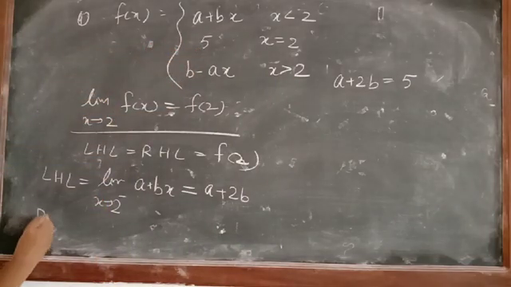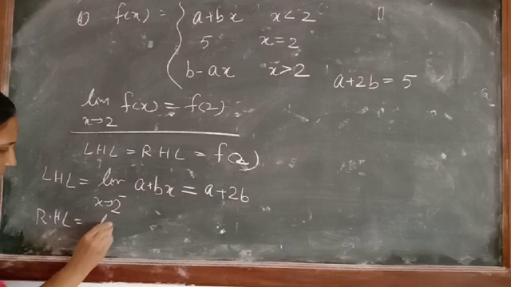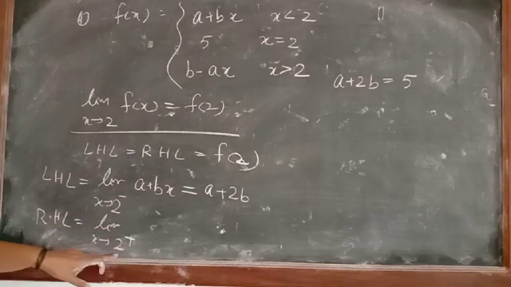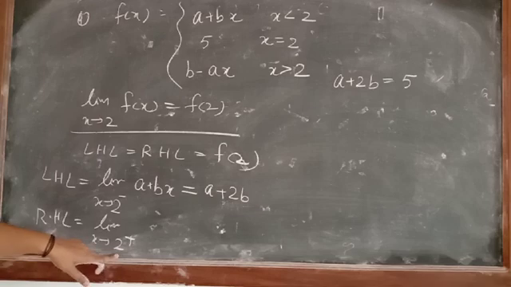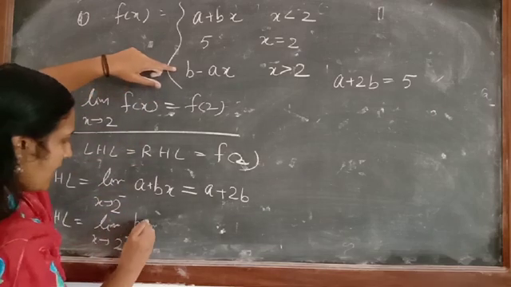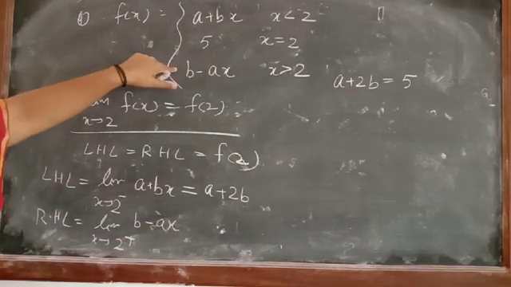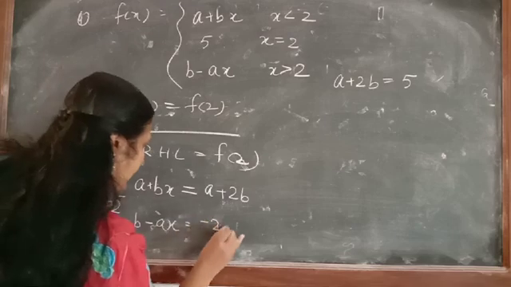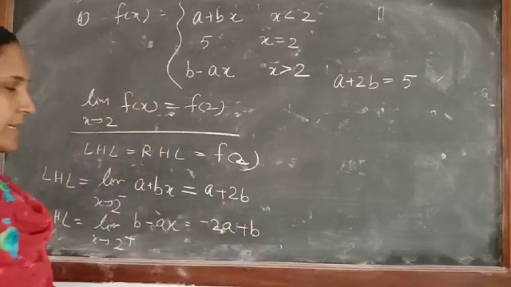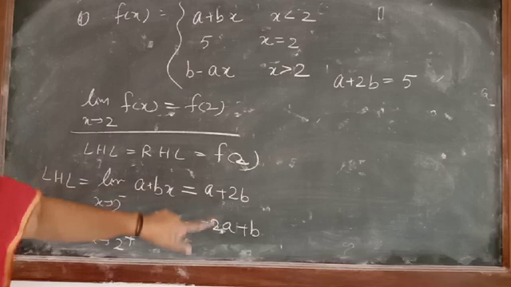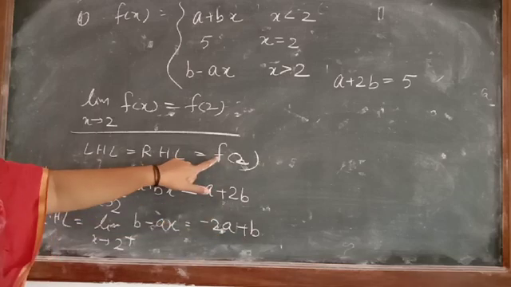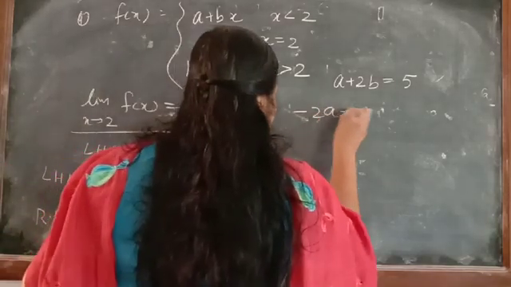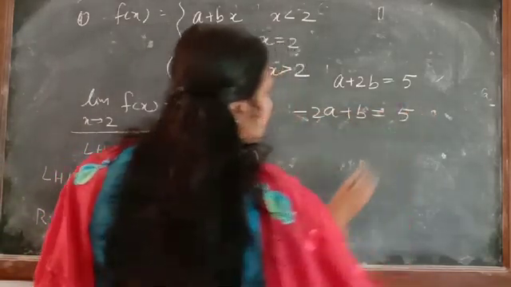Now we can check the right hand limit. Right hand limit means we are taking the values of x which are slightly greater than 2. So which function will we take? Yes, we will take the function b minus ax. Now just substitute x is equal to 2, then we will get minus 2a plus b. So again we will take this condition, minus 2a plus b is also equal to f of 2, which means minus 2a plus b is also equal to 5.